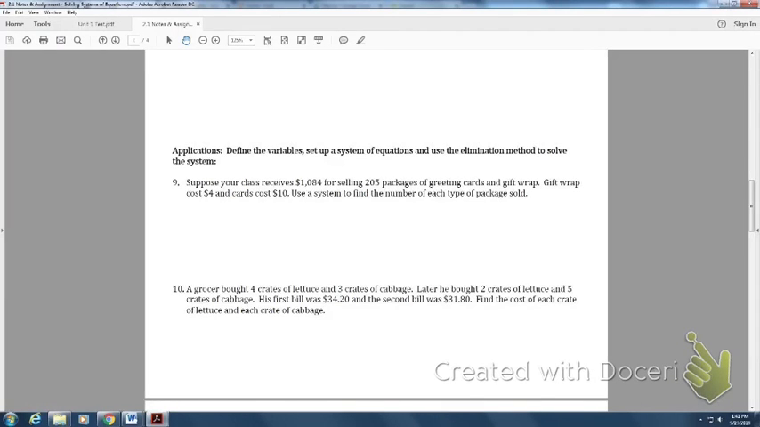So on this one it says your class receives $1,084 for selling 205 packages of greeting cards and gift wrap. So there are my variables. Gift wrap cost $4. Cards cost $10. Use a system to find the number of each type of packages sold. So what would one of my equations be? 4G plus 10C equals what?